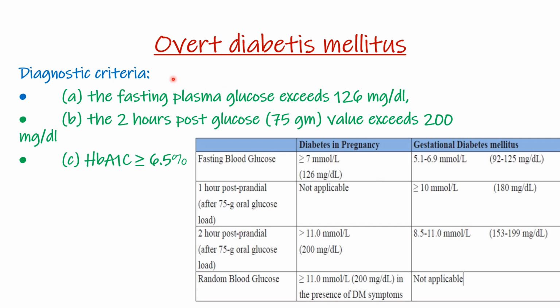So the diagnostic criteria for diabetes mellitus is when you have a fasting glucose that exceeds 126 mg/dL, that is greater than 7 millimoles per liter, and when you have a 2-hour postprandial value after taking the oral glucose test exceeding 200 mg/dL, that is greater than 11.0, and when you have HbA1c of greater than 6.5.